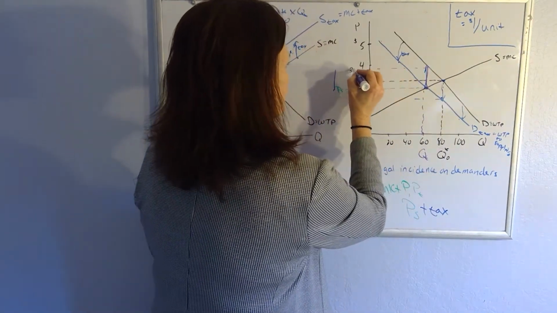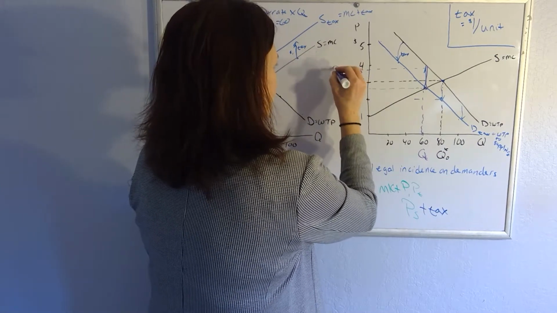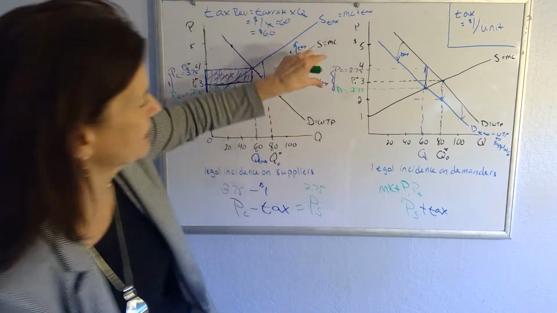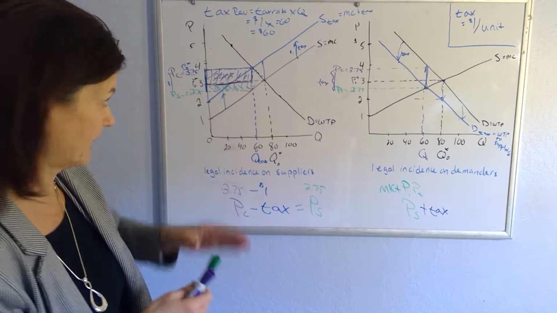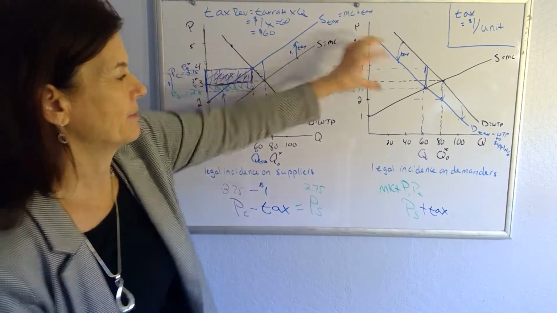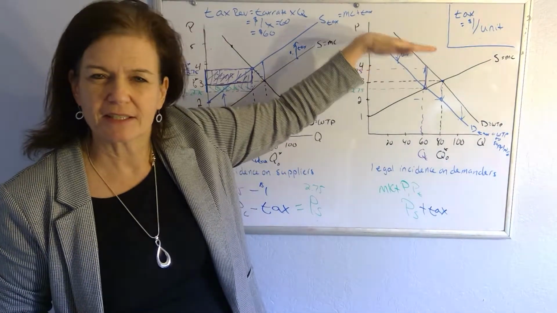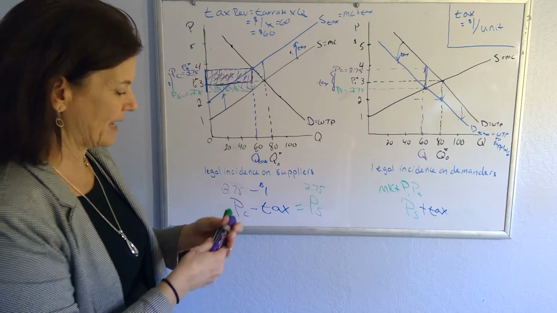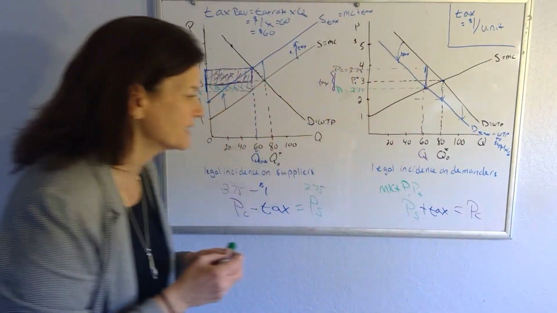And so I end up in total as a consumer paying $3.75, and the tax is the difference. So there is no difference in the sense that in both cases, quantity fell to 60, consumers are paying 75 cents of the tax, and producers are paying 25 cents of the tax. It doesn't matter who you put the tax on.